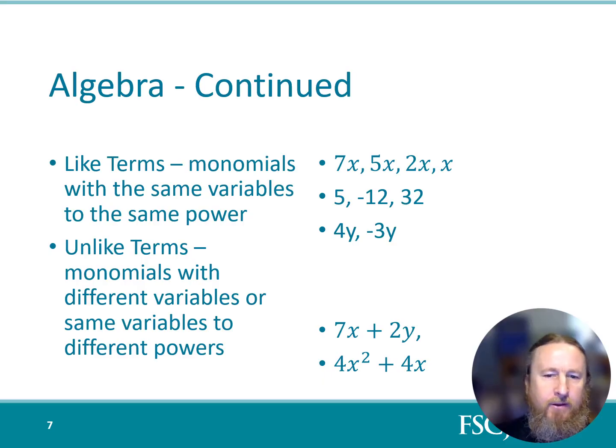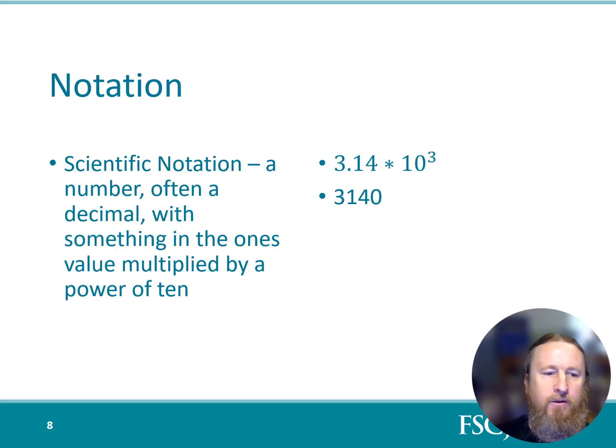And the last thing we are going to talk about is notation. Scientific notation is taking a typically ridiculously large number, changing it to a ones place value number with a few decimals, and multiplying it by a power of 10. Because it is easier when you get into large numbers, particularly in things like astronomy.